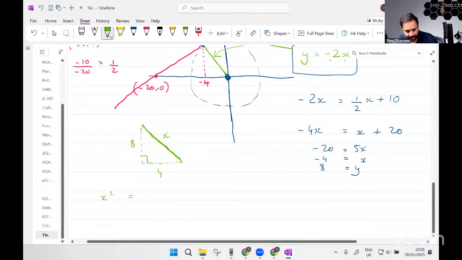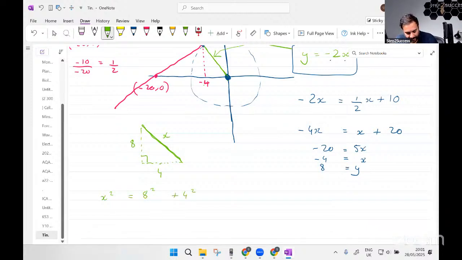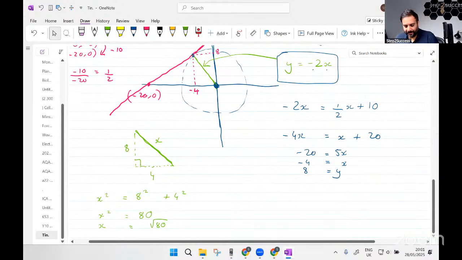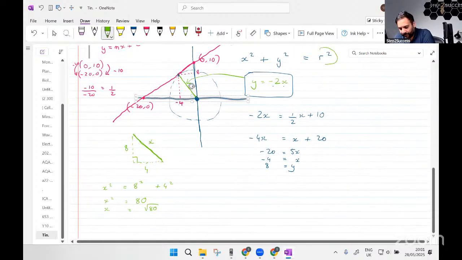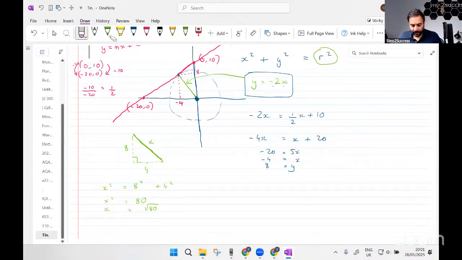I can work out that length by doing x squared equals 8 squared plus 4 squared. x squared equals 64 plus 16, which is 80, which means x, or the radius, is the square root of 80. That is the radius of that circle. Because this formula has the radius squared as part of the answer, this surd squared is just 80. So the final answer is that the equation of the circle is x squared plus y squared equals 80, because you just square that. Just like I showed you when it was 5, we put 25 there. Now it's the square root of 80, so we put 80 over there.